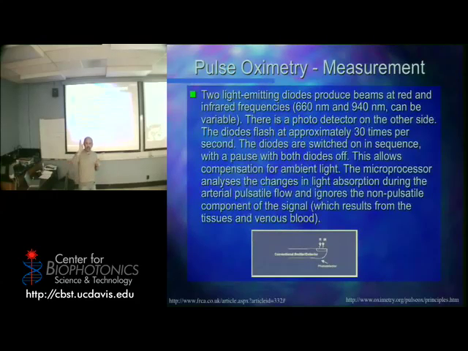And that ratio is going to vary with your pulse. Okay? And you want to measure it at its maximal. You want to see where the pulse is maximal, and you get the biggest difference. Okay? So, excuse me. The microprocessor analysis of this light allows you to measure the arterial pulsatile flow and ignore the non-pulsatile component, which results from the tissues and the venous blood.